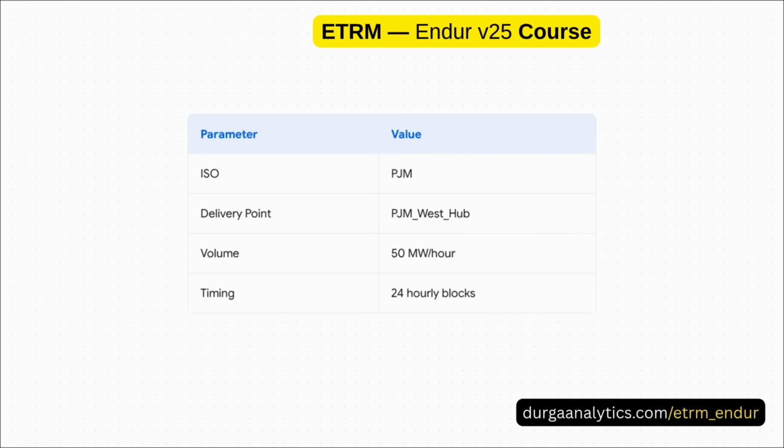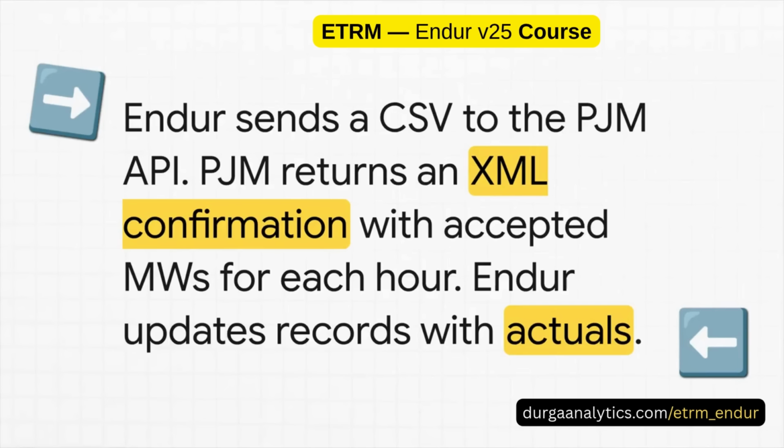All right, now let's jump across the pond and switch commodities. Complete change of scenery. We're now a utility scheduling 50 megawatts an hour into the PJM power market in the US. This is a totally different ballgame. It's not one big chunk for the day. We're talking about 24 individual hourly blocks. And the communication protocol is different too. Here, Endur might be sending a CSV file to PJM's API. And the response that comes back is super granular, an XML file that breaks down the accepted megawatts for every single hour. Endur's job is to automatically parse all of that and update its internal records with the actuals.